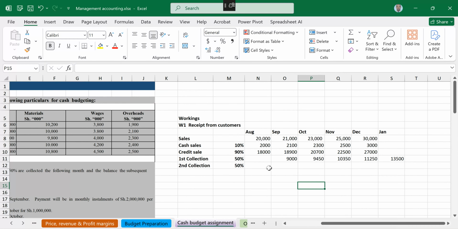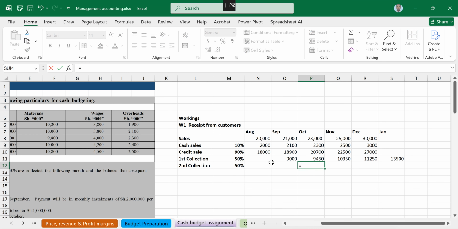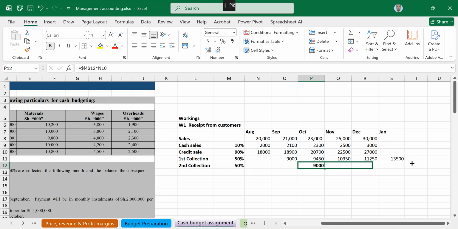January. So of the credit sales, which is 18, 18, 9, 20, that way, 50% will be collected after 1 month. Then the balance will be collected in the subsequent months. So now move to October. That will be equal sign, again 18, or we can start with 50%. Lock the 50% times, then click on this 18 again. The other balance will be collected after the subsequent months, which is in the second month.